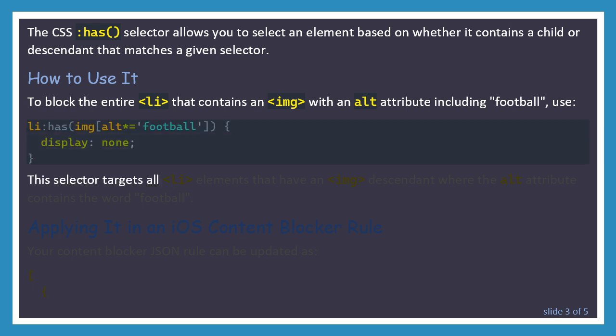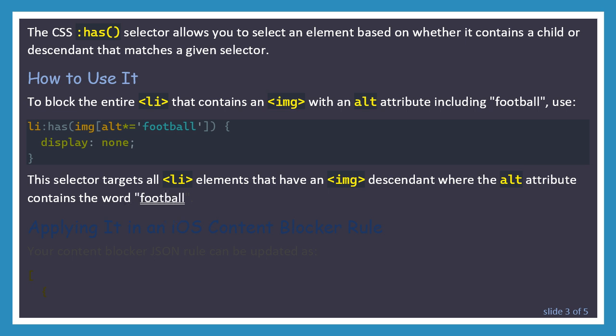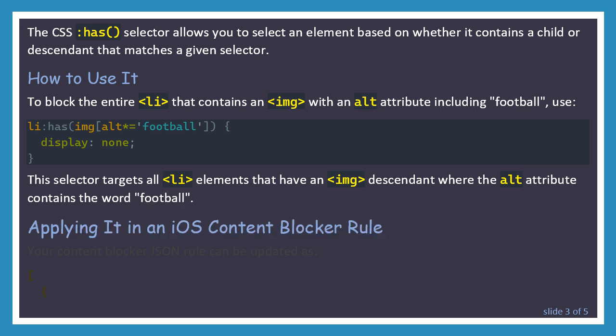This selector targets all li elements that have an img descendant where the alt attribute contains the word football. Applying it in an iOS content blocker rule: your content blocker JSON rule can be updated as follows.